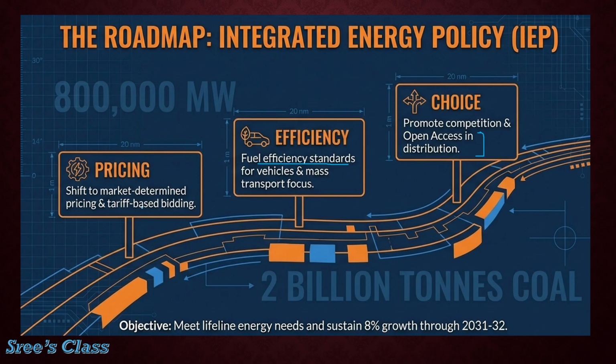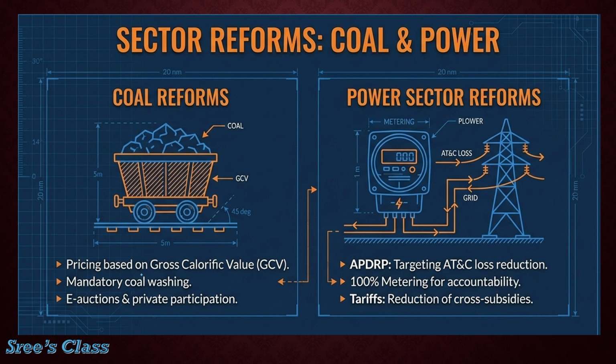And now pricing: shift to market determined prices and tariff based bidding. This is not there right now. The pooling system is not there right now. This will be coming in future. The main two important things are coal reforms and power sector reforms.